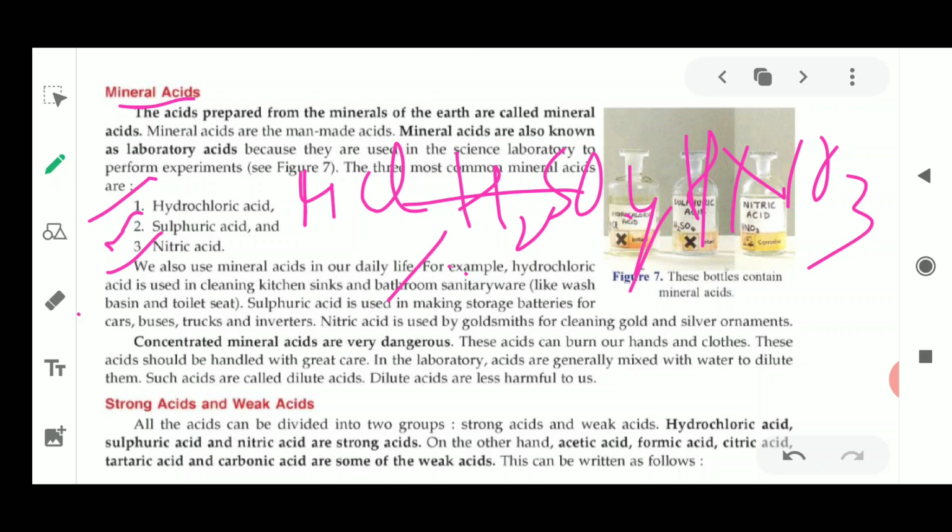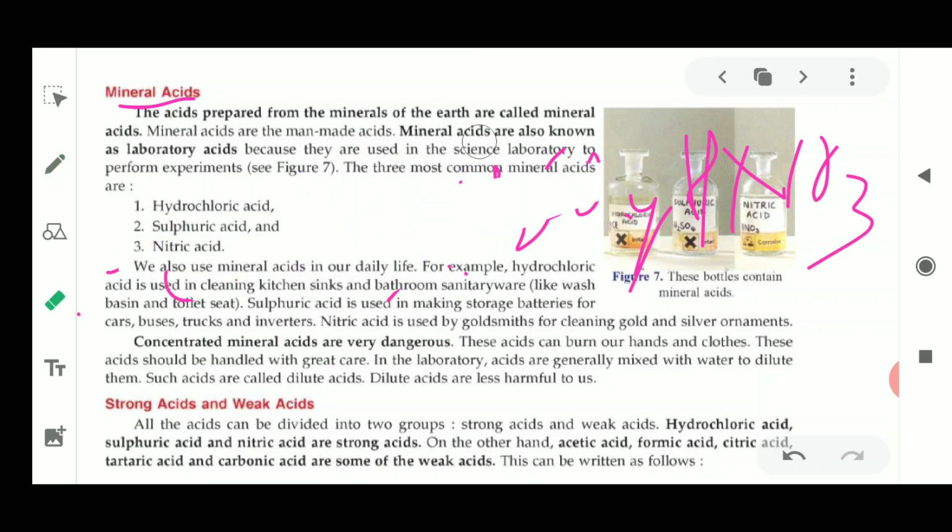Why are they called mineral acids? Because they are obtained from the minerals of the earth's crust. We also use mineral acids in our daily life. For example, hydrochloric acid is used in cleaning kitchen sinks and bathroom sanitary ware like wash basins and toilet seats.